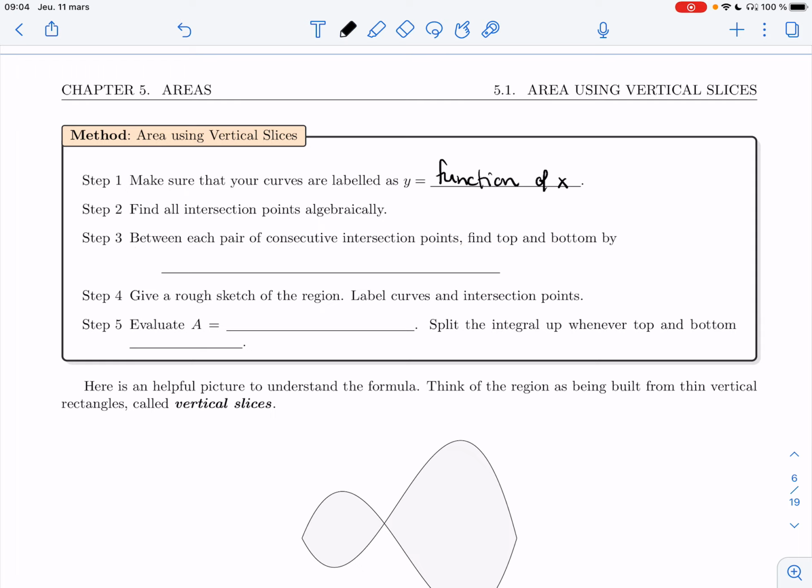So by evaluating both functions at a point between these intersection points.